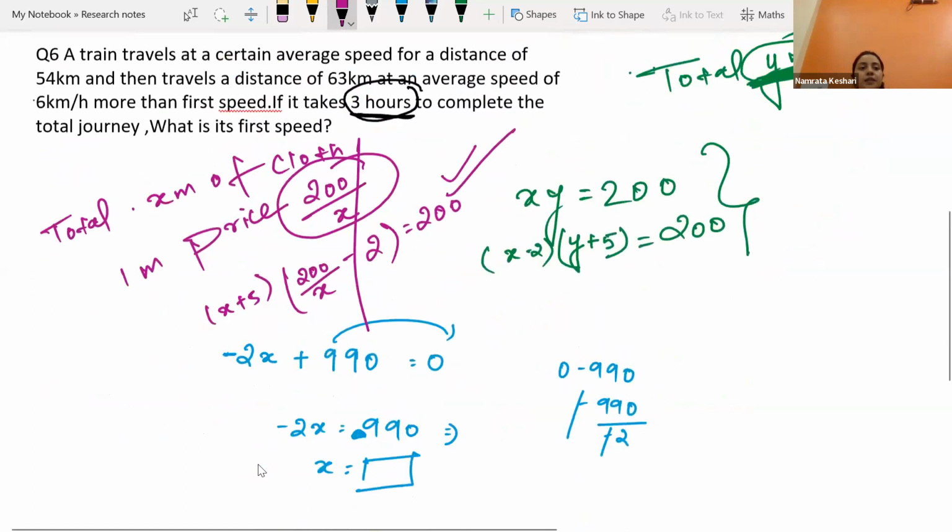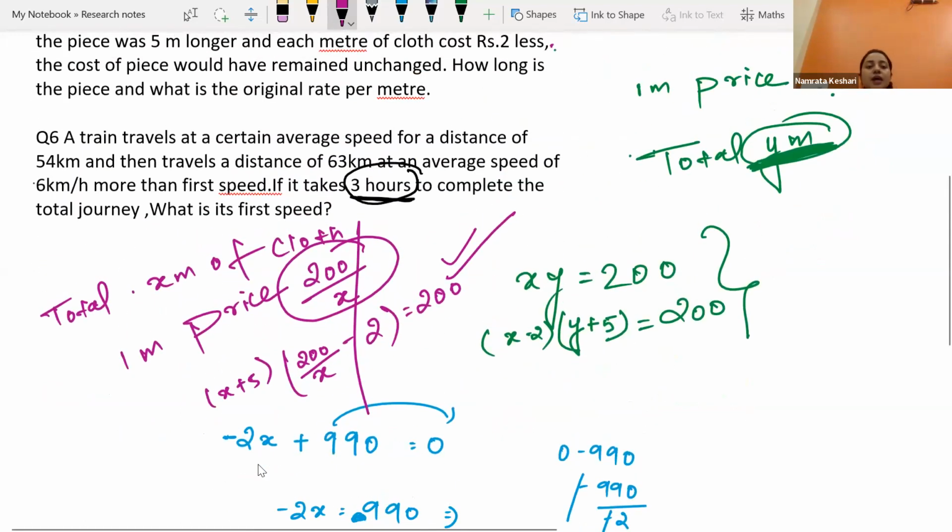Okay. Next one. A train travels at a certain average speed for a distance of 54 kilometers. So the train is covering 54 kilometers with a certain speed, and then travels a distance of 63 kilometers at an average speed of 6 kilometers per hour more than the first one, and the total time is given as 3 hours. The questions were very basic.